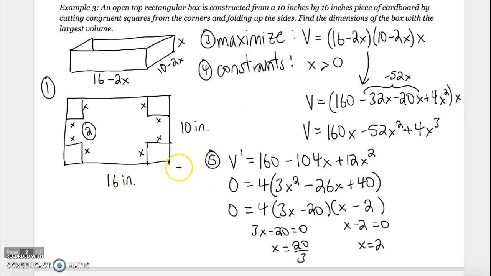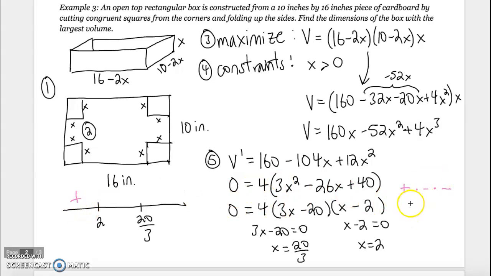And this is our first example where we have two answers, so we definitely need that sign chart to figure out maximum and minimum pieces. So if I do that, we'll do 2, we'll do 20/3. We'll do our first derivative test. So if I plug in 0, for example, if I plug 0 in here, let's use a different color, I'd end up with a positive number times a negative number times a negative number. So this would be positive.